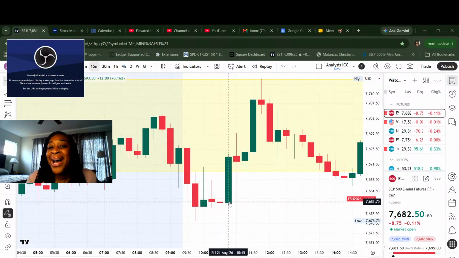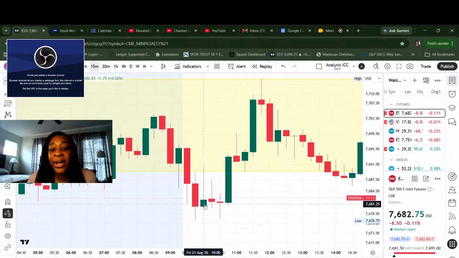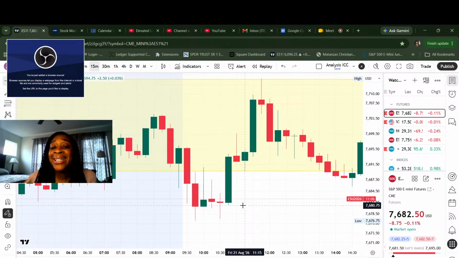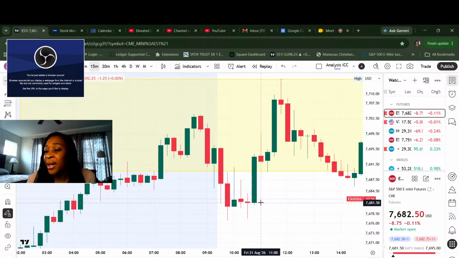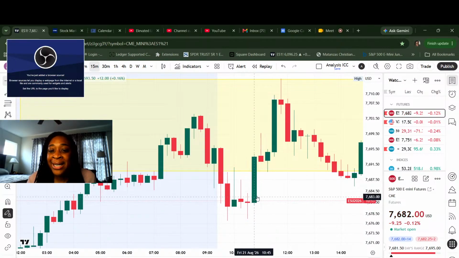I already had a bias that the market was going to go back up. So when price started to hold here over time, because this is on the 15-minute candle, between 9:45, 10, 10:15, 10:30, 10:45, the market finally decided to make a move to go back up. I was able to get in a buy here. I'd have to go back to look at my actual trade, but let's say I got in around this area at 7682, just for easy math.